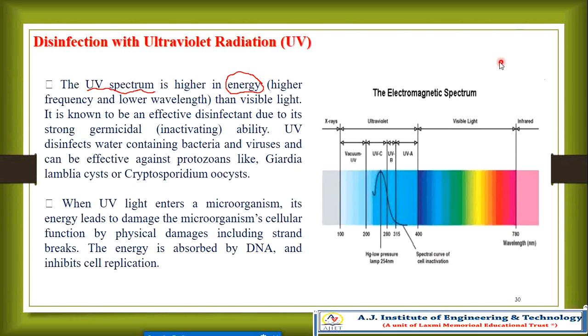In this electromagnetic spectrum, when I concentrate on the UV spectrum, it has higher energy, with higher frequency and lower wavelength. Compared to the visible light zone, you have high energy and high frequency in low nanometers, or low wavelength.